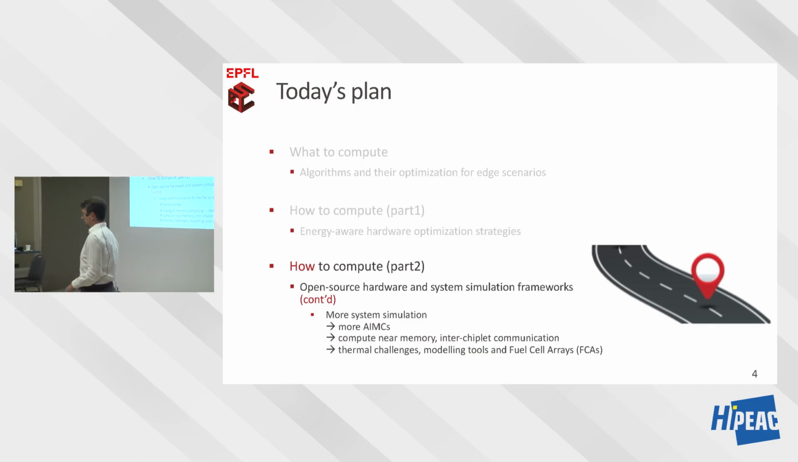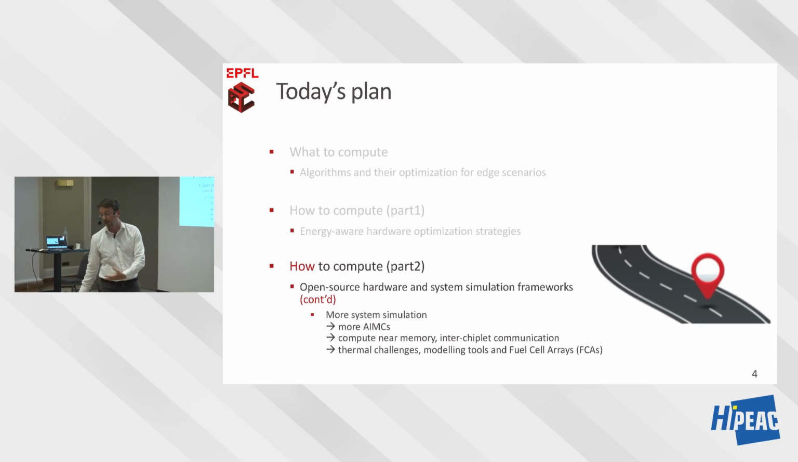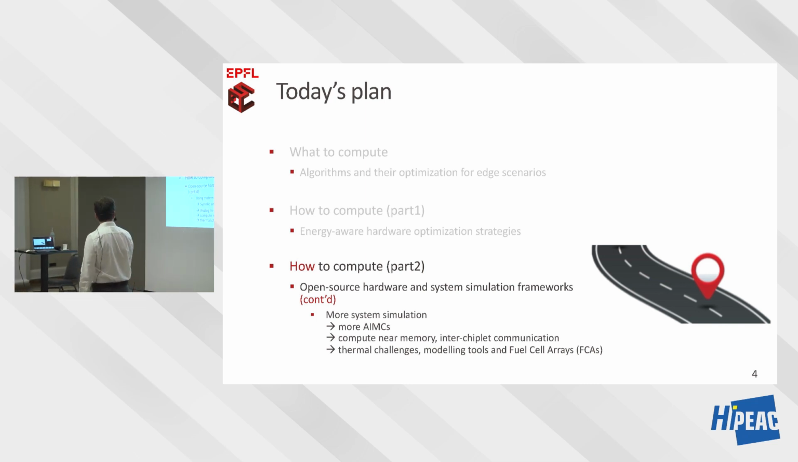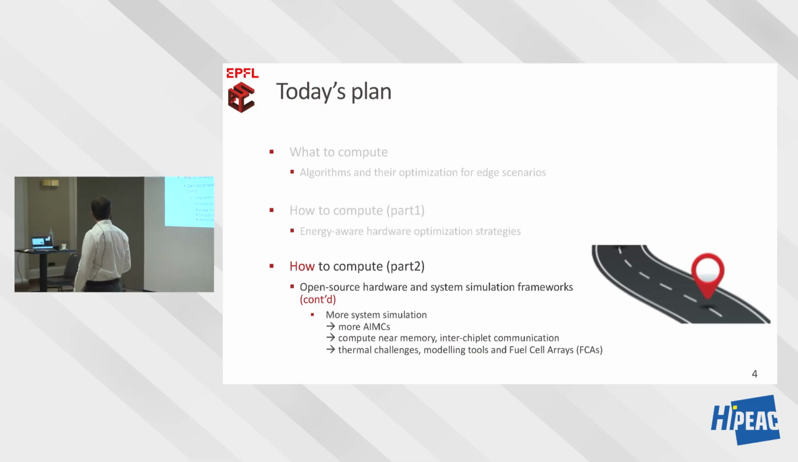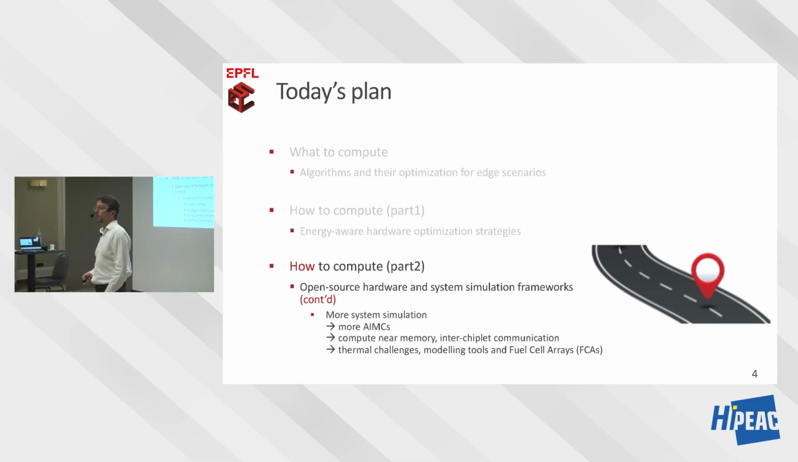and communication. And since we are looking at how technology can help us, we will look at how we can incorporate advancements from the technology levels in order to abide by application characteristics, in particular for the case of machine learning. So we will talk about systolic arrays, analog in-memory computing, compute near memory, inter-chiplet communication using wireless links, so short-range wireless links, and if we have any time, we will look at thermal issues and something called fuel cell arrays.